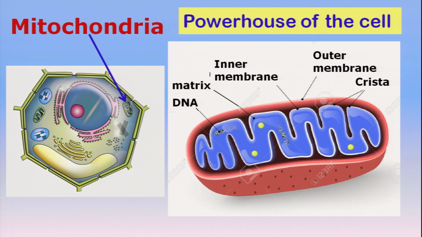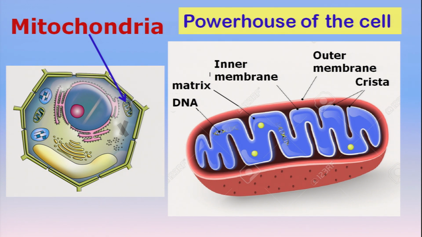Now we will see the structure of mitochondria. Mitochondria are double membrane bound organelles that we have learnt just before. So these are surrounded by two membranes, an inner membrane and an outer membrane. You can see the outer membrane is smooth, but the inner membrane has many enfoldings. These foldings of the inner membrane are called cristae.